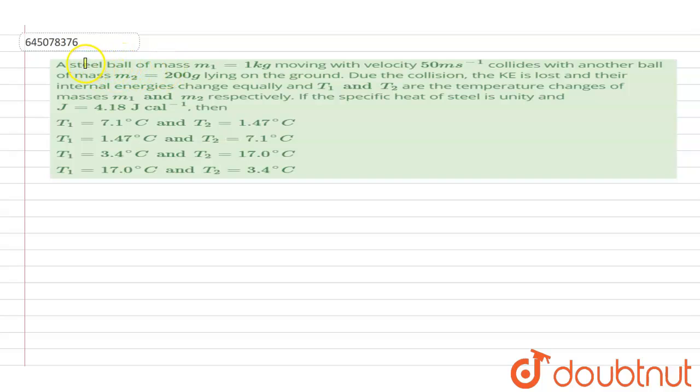Hello everyone. In this question, it is saying a steel ball of mass m1 equal to 1 kg moving with velocity 50 meter per second collides with another ball, m2 equal to 200 gram, lying on the ground. Due to the collision, the kinetic energy is lost and the internal energies change equally, and T1 and T2 are the temperature differences of these masses. If the specific heat S of steel is unity and J equal to this much, then we need to find out T2 and T1.